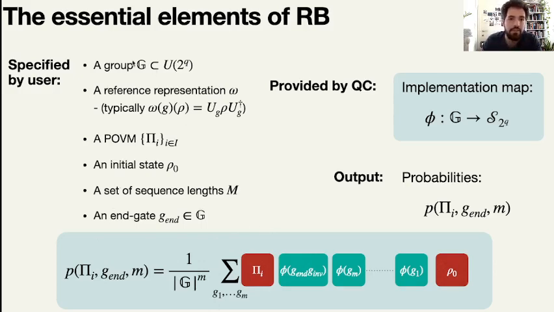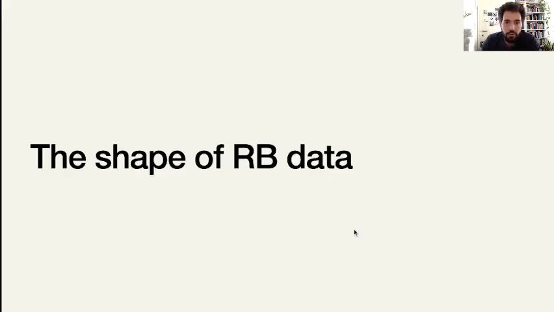And by filling in these things, you can recover all of these 35 plus protocols that people have proposed before. So now we can get to proving theorems for all of these protocols at the same time, which I think is kind of neat. So you have this set of probabilities, and now we are going to want to make claims about how these probabilities behave. This is: what's the shape of this randomized benchmarking data?